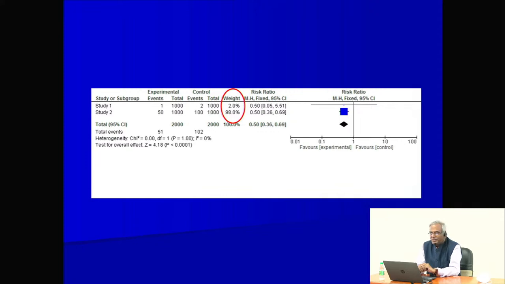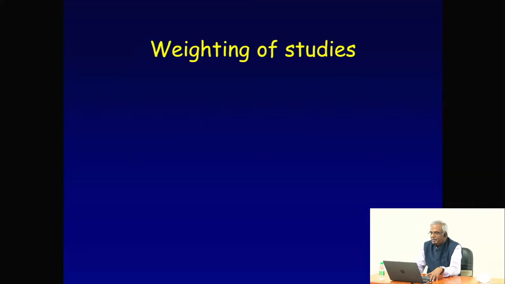Right? So sample size is all the same. But the weight is distributed, as you can see, more or less according to the number of events. So the formula combines these two things. That is what you have to keep in mind. So, weighting of the studies.